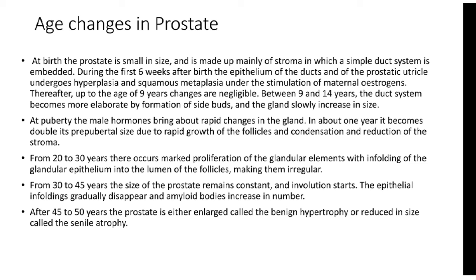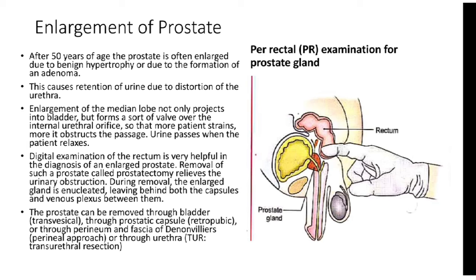From 30 to 45 years, the size of the prostate remains constant and involution starts. The epithelial infoldings gradually disappear and amyloid bodies increase in number. After 45 to 50 years, the prostate is either enlarged, called benign hypertrophy, or reduced in size, called senile atrophy.